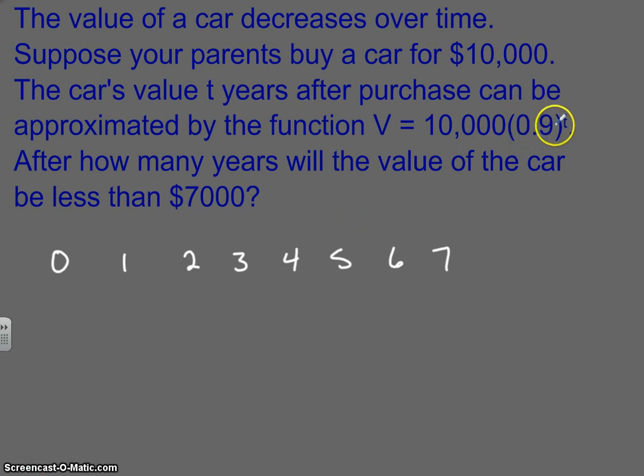Okay, so at 0 years, 0.9 to the 0 power is just 1. 1 times 10,000 is 10,000. Now at 1 year, raise 0.9 to the first power, that's just 0.9. 0.9 times 10,000 equals 9,000. Now we're going to raise 0.9 to the second power. That's 0.9 squared times 10,000. That's going to equal 8,100.